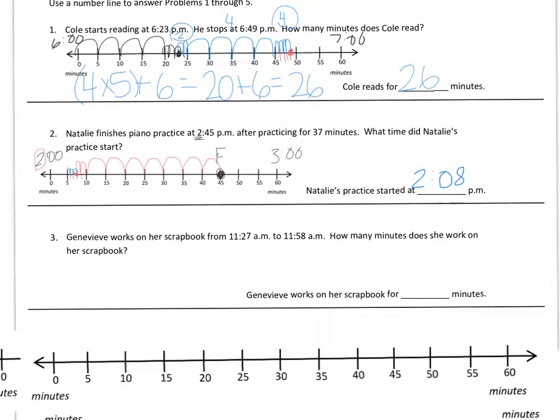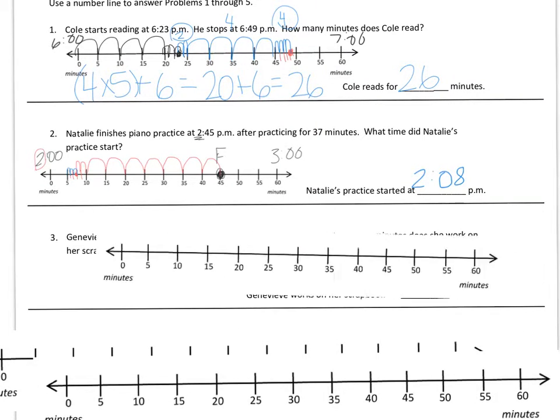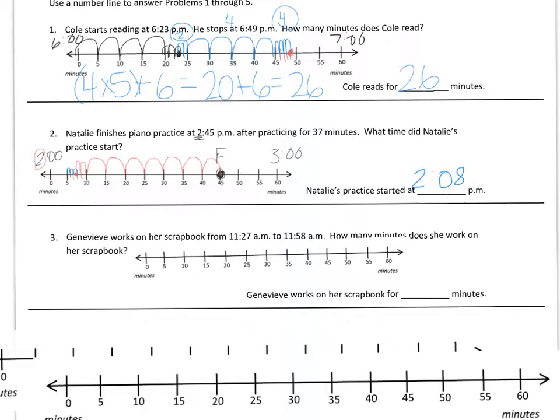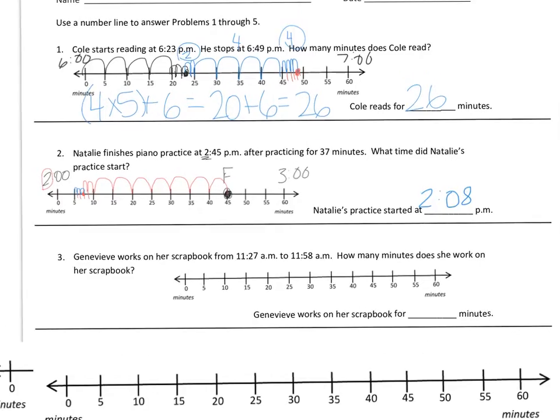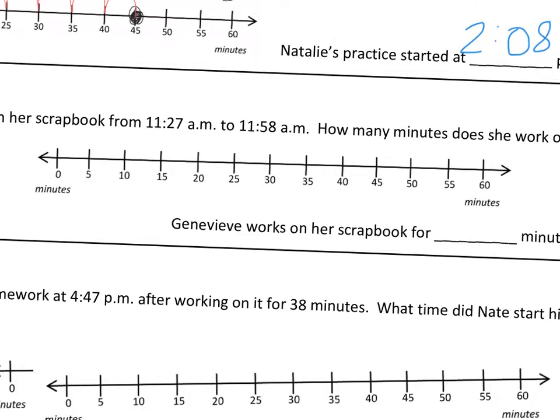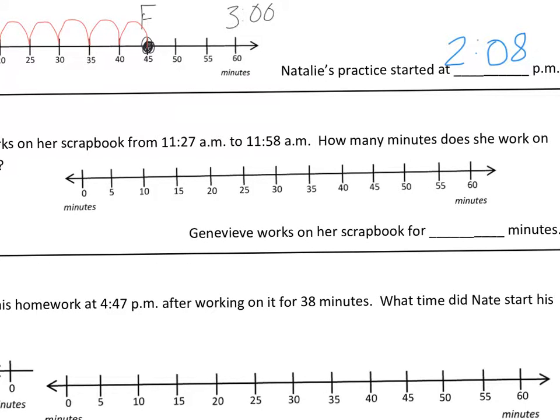Number 3, Genevieve works on her scrapbook from 11:27 a.m. to 11:58 a.m. How many minutes does she work on her scrapbook? So this is going to be like our first problem, where we have to figure out how much time is in between. Okay. So I need 11:27 and 11:58. That means that my hours must be 11 o'clock to 12 o'clock because my hour starts with 11.